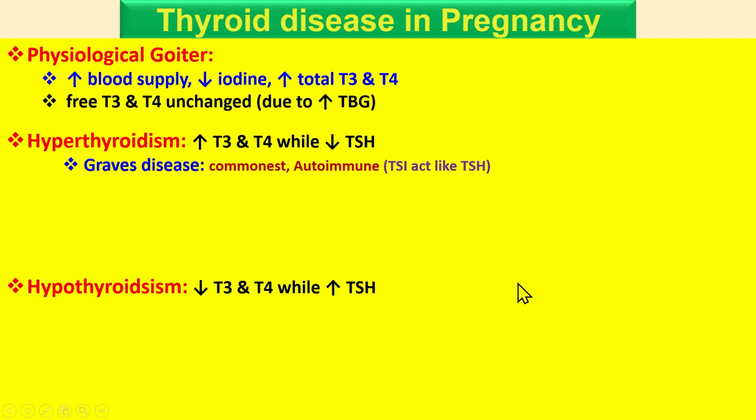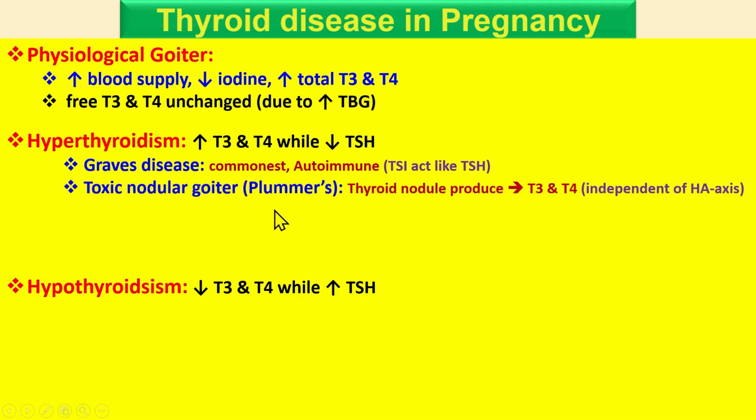Okay. The other cause is toxic nodular goiter, or Plummer's disease. So there is a thyroid nodule which is actually producing T3 and T4. This is independent of the hypothalamus and anterior pituitary actions. This is associated with the thyroid nodule, which is actually producing T3 and T4.